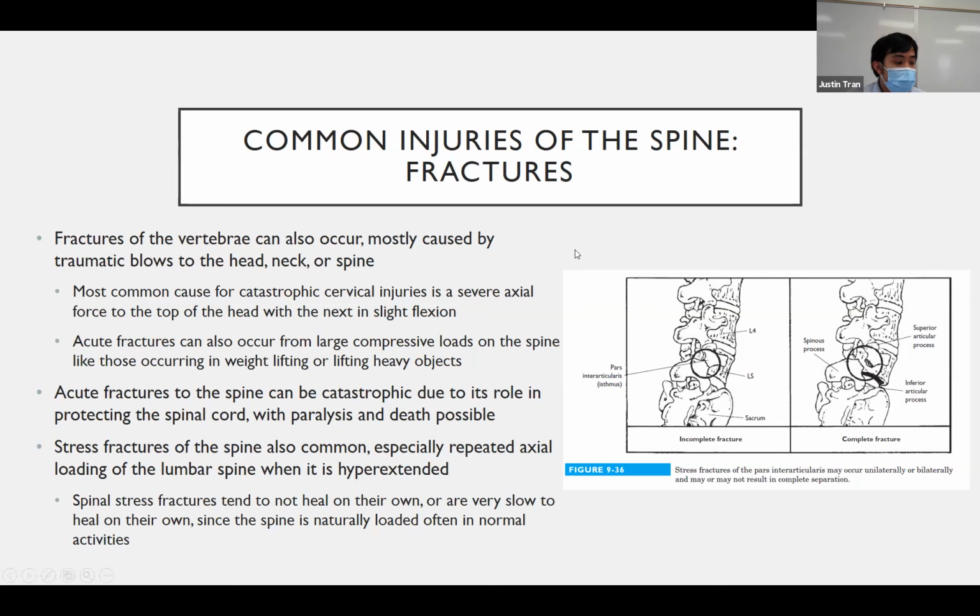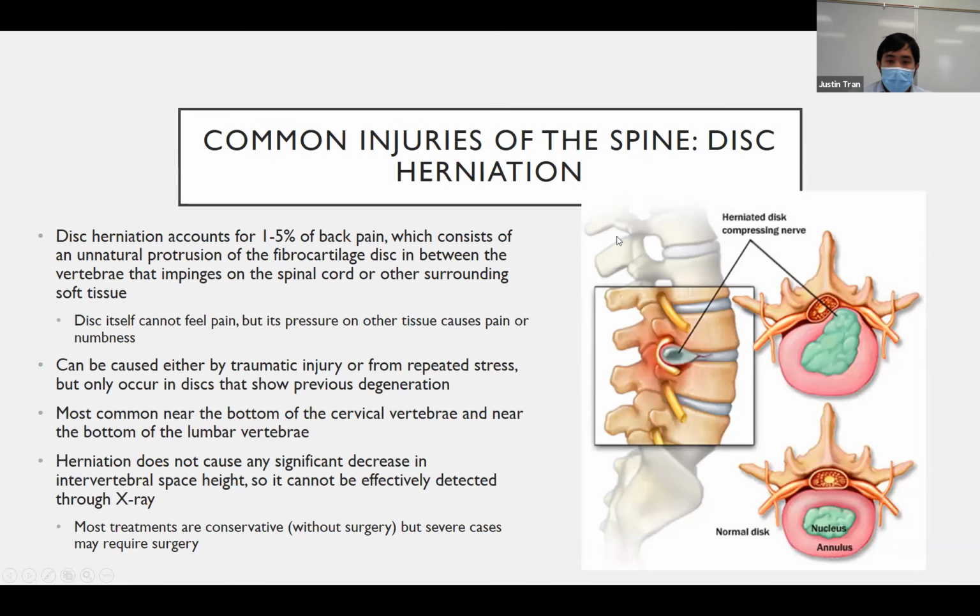All right. Any questions on this? Okay. All right. So let's talk about disc herniation. We talked about this a little bit at the beginning last time when we talked about what these discs are, but now we can talk about the injuries more in general.